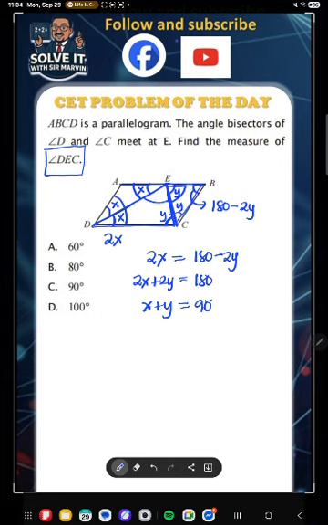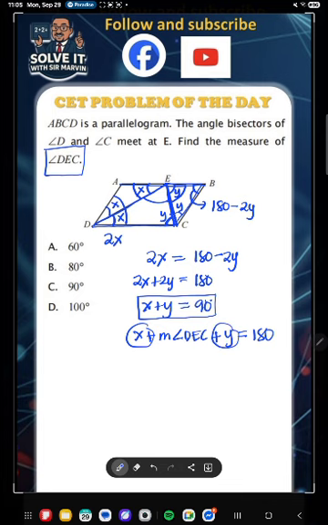Take note that these three angles form a straight line. So therefore, x plus the measure of angle DEC plus y is just 180, because they are forming a straight line. Now, did we not say a while ago that x plus y is equal to 90? So therefore, I can replace x plus y with 90, making this the measure of angle DEC plus 90 is equal to 180.